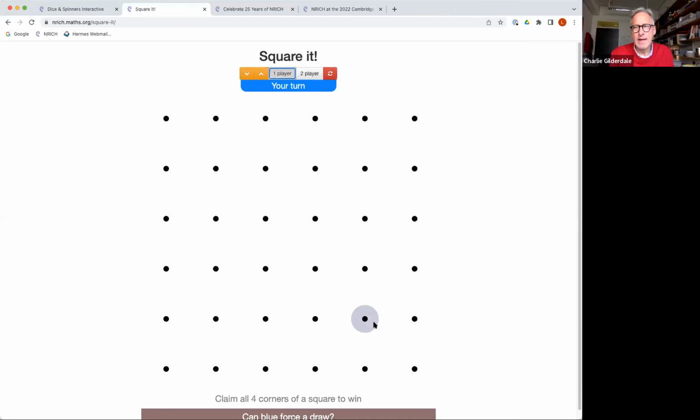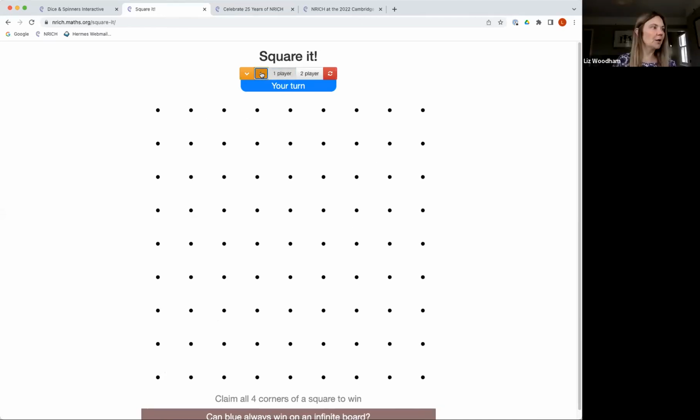How big does the grid get, Liz? Good question. Let me try. If I go... Okay, that's the biggest we've got there. So we're how many? 2, 4, 6, 8, 9 dots. So an 8 by 8 square grid, I guess, we've got there.